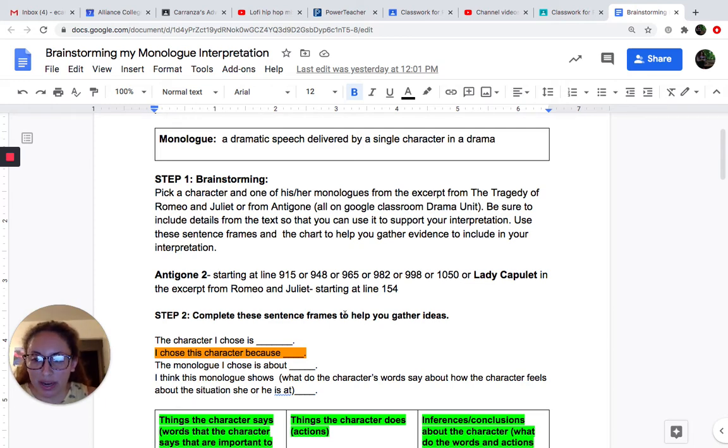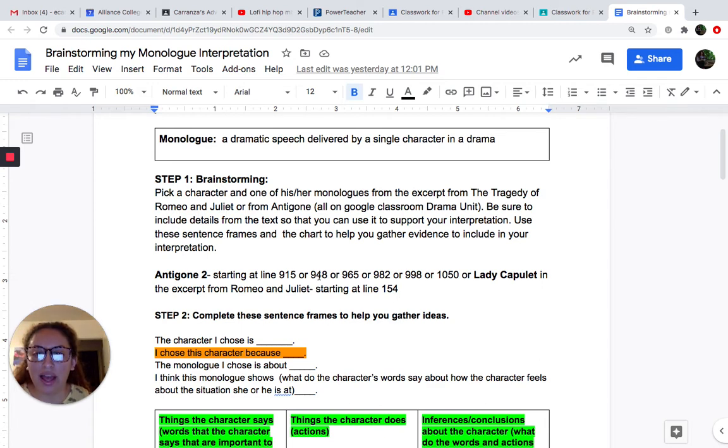Now, the two main characters that deliver monologues, and a monologue is a dramatic speech said by one character in a drama, are Antigone in Antigone, and Lady Capulet in the excerpt from Romeo and Juliet. Now, Antigone has a variety of monologues to choose from, so I've provided you with the lines in case you need help to find them, and you only need one, okay? And then Lady Capulet, her monologue is in line 154.